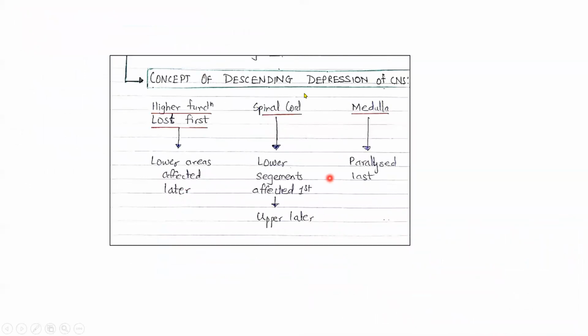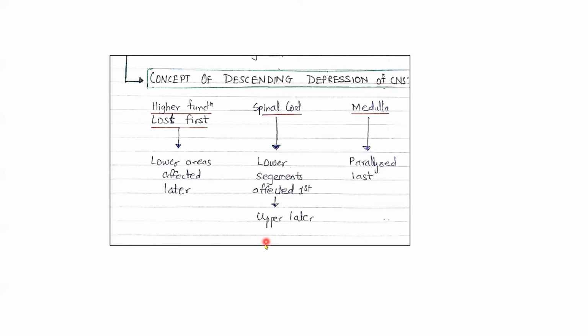Last is the concept of descending depression of CNS. When I'm talking about the effect of anesthetic agents on the CNS, first what is seen is higher function loss, meaning the synapses in the higher areas of the brain are affected first, and lower areas of the brain are affected later. Which are the lower areas? Medulla oblongata, which has vital centers such as the respiratory center, vomiting center, hiccuping center, and all reflex centers. These are present in the medulla and they are affected last.